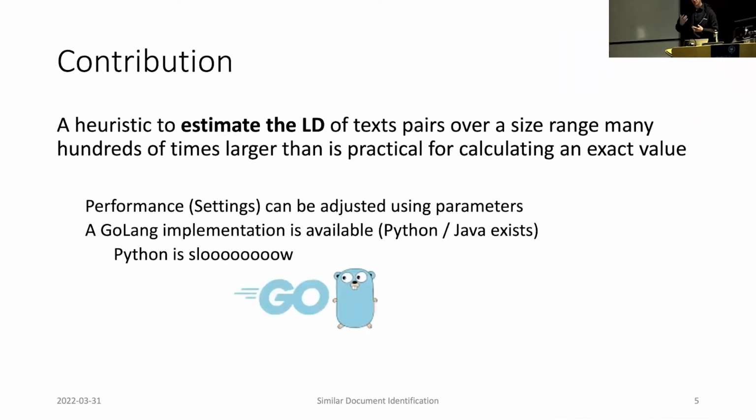So what is then the contribution? We developed a tool that is a heuristic to estimate the Levenshtein distance of text pairs over a size range many hundreds of times larger or faster than is practical for calculating the exact value. And you can adjust the performance settings by using parameters. We have a Golang implementation that is available. We also have Python and Java, which would be available for those who are more familiar with those programming languages.